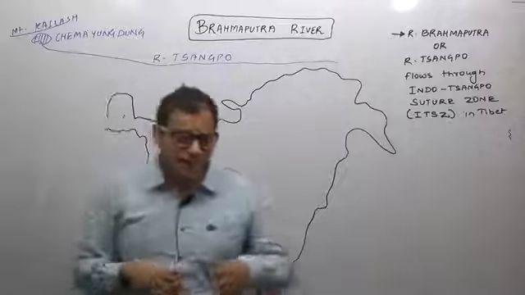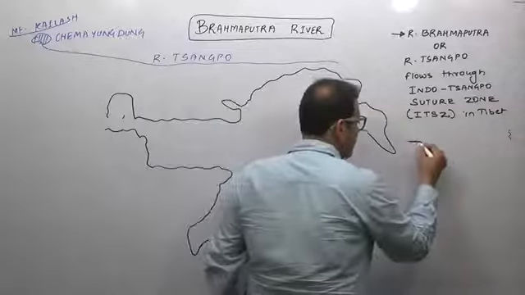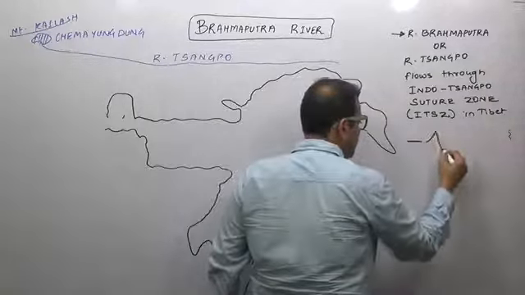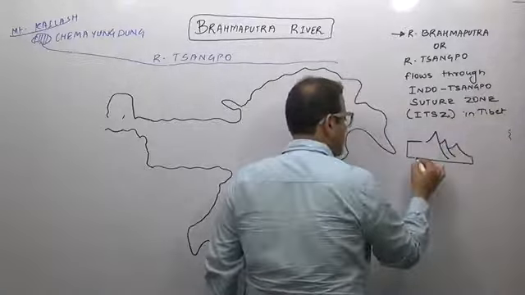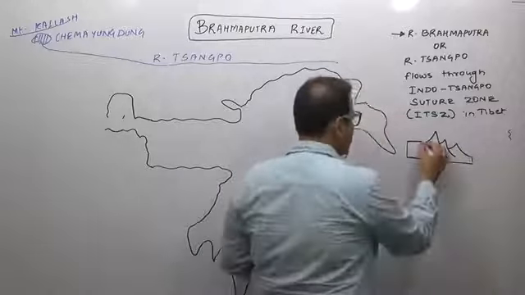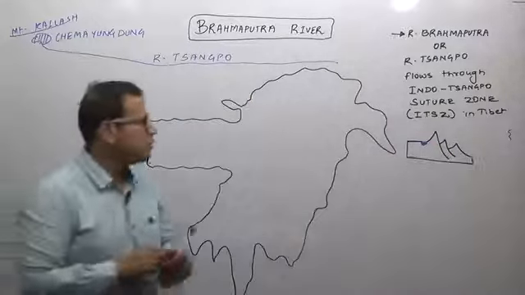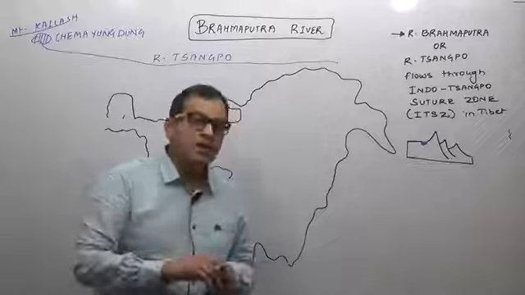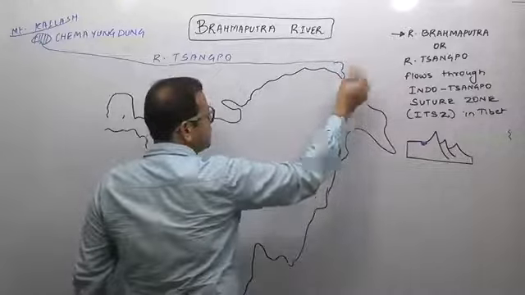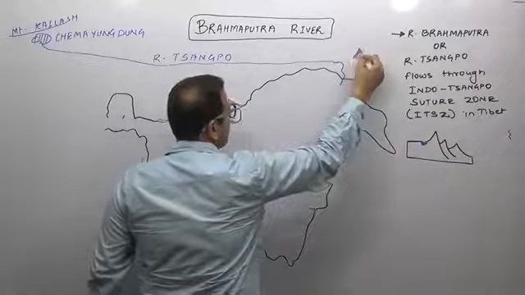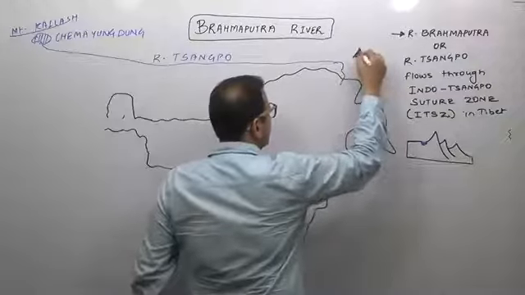Where have we done the ITSZ or the Indus-Tsangpo suture zone? If you remember, we did it between the Tibetan Plateau region and the Greater Himalayas. I told you there is a zone which is known as the Indus-Tsangpo suture zone. So this is a region between the Kailash range and the Greater Himalayas. After flowing through the Indus-Tsangpo suture zone, it suddenly takes a southward bend near Namcha Barwa. It takes a sudden southward bend near Namcha Barwa.